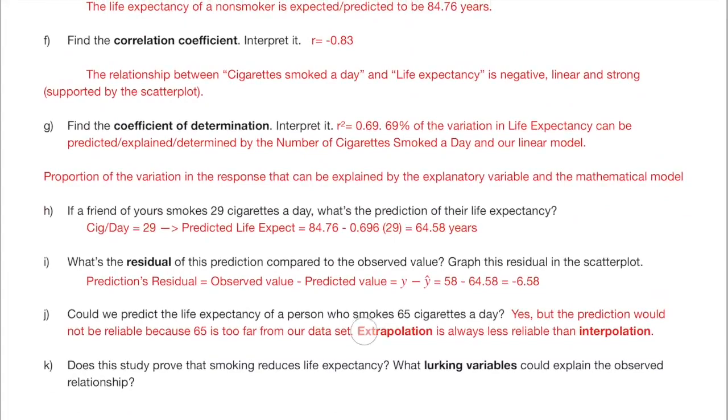This is called extrapolation, predicting beyond the range of our data, and it is always less reliable than interpolation, which means predicting within the range of our data.